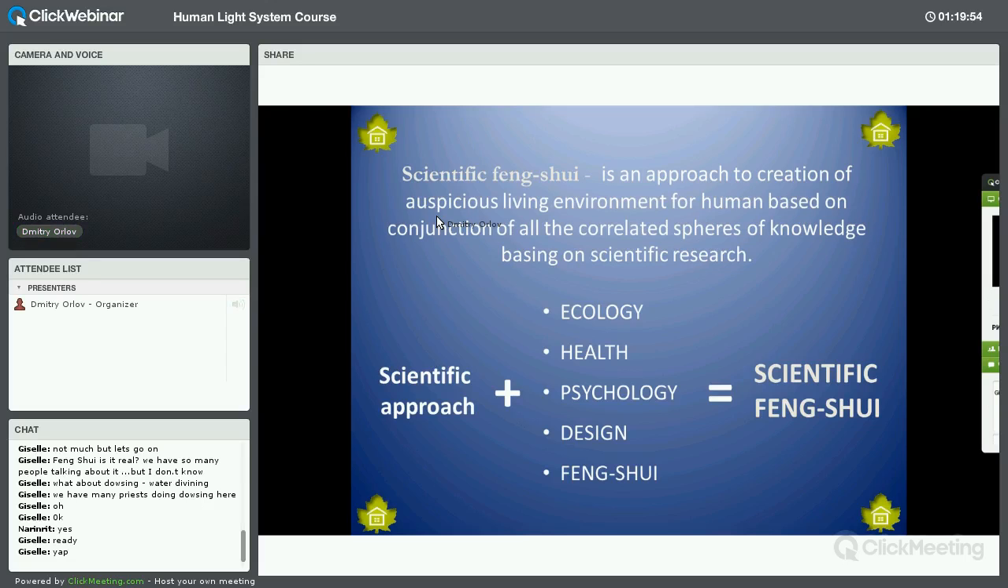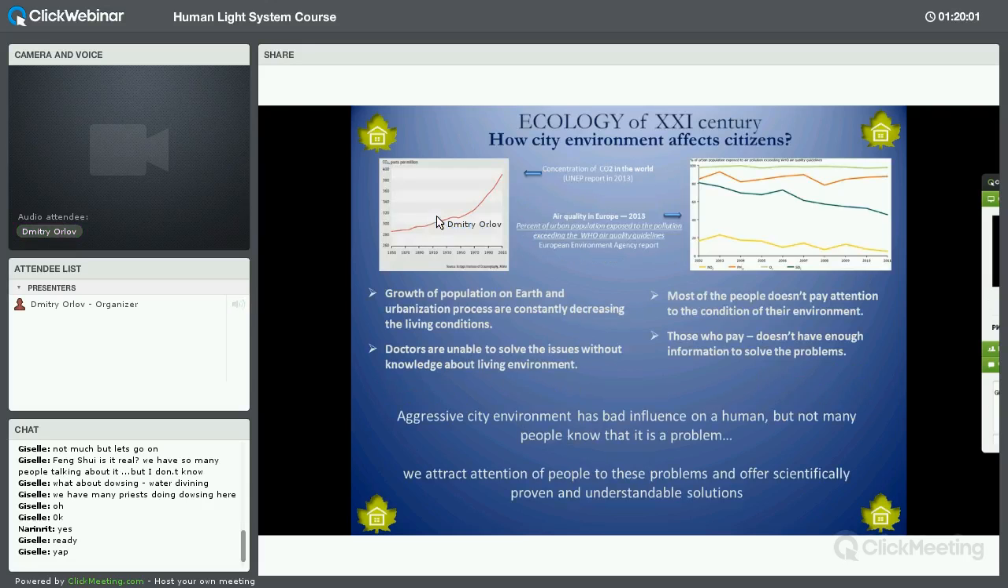So this integral approach is a scientific measure. I have already explained to you that at the present moment, the ecology in the 21st century is due to the growth of population and to low quality of air in most cities. And I've told you that doctors are unable to solve the issues without knowledge about the living environment, and they are not taking into consideration this part at all.